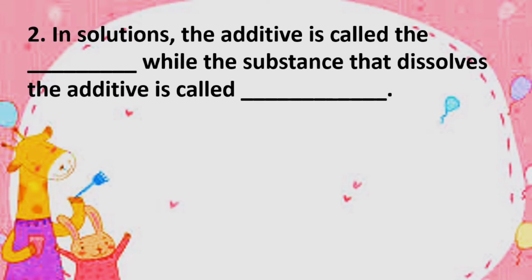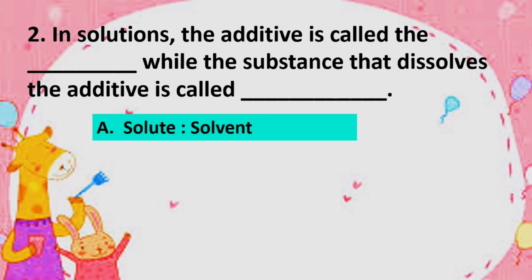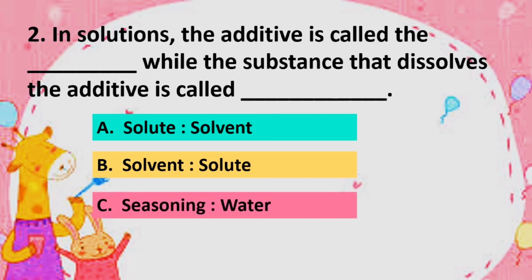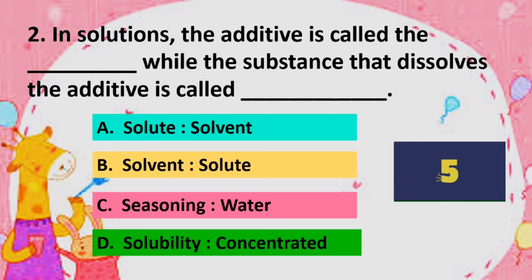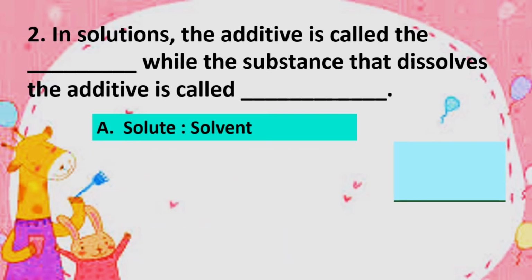Number 2. In solutions, the additive is called the blank, while the substance that dissolves the additive is called blank. A. Solute and solvent. B. Solvent and solute. C. Seasoning and water. D. Solubility and concentrated. The answer is A. Solute and solvent.